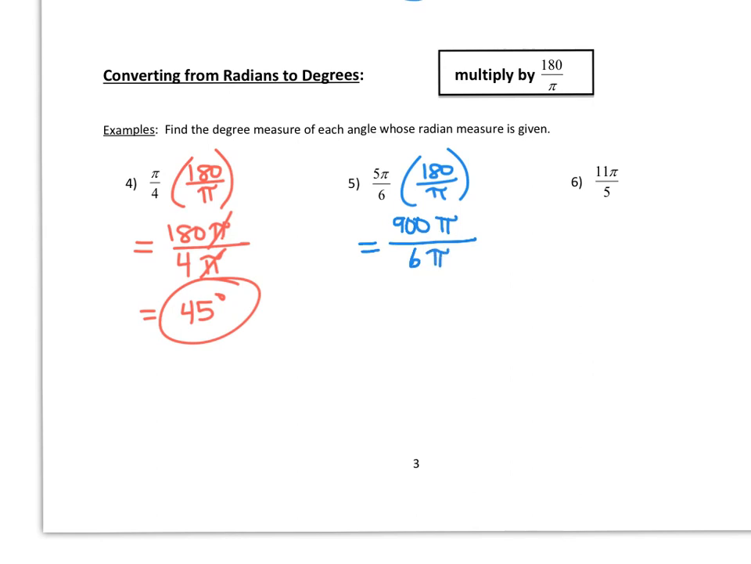And again, if you prefer to cancel off the pi's in the beginning, you could have just canceled the pi here and here, and then you don't have to worry about them, okay? Or you can choose to cancel them here. And then 900 divided by 6 would be 150 degrees.